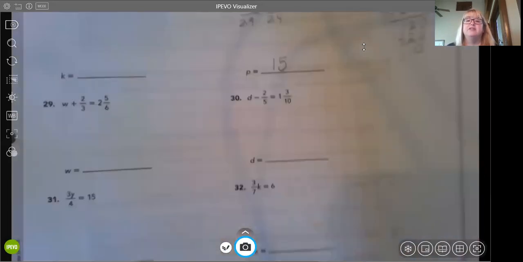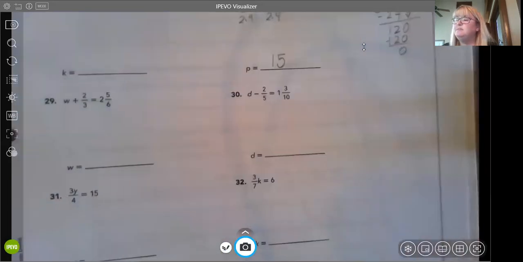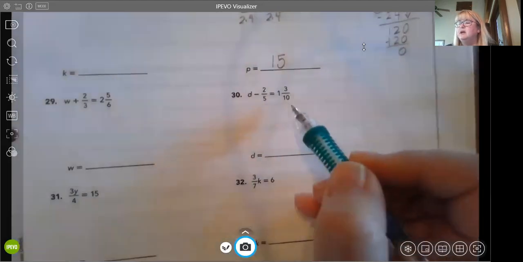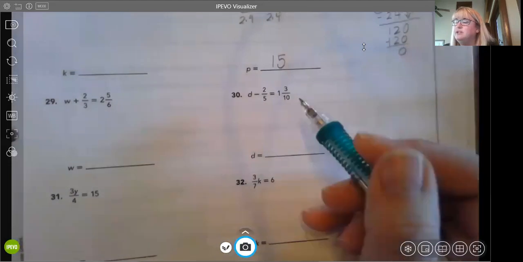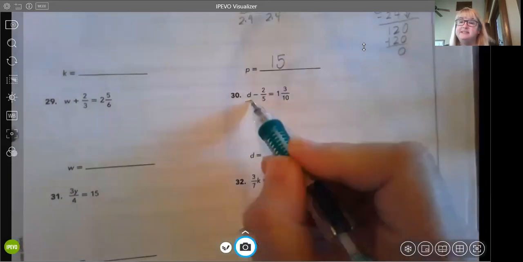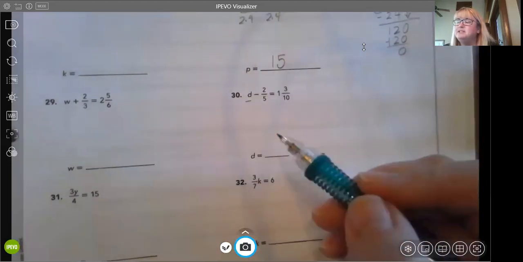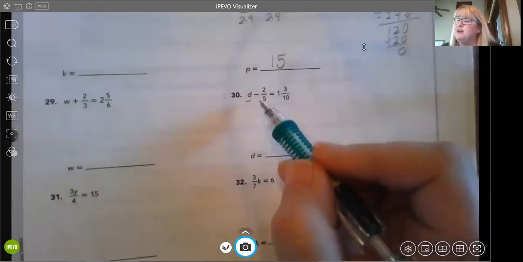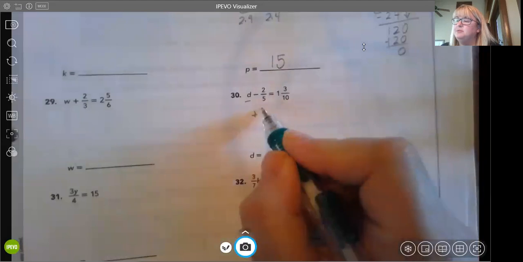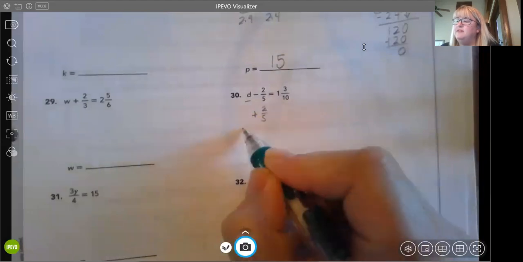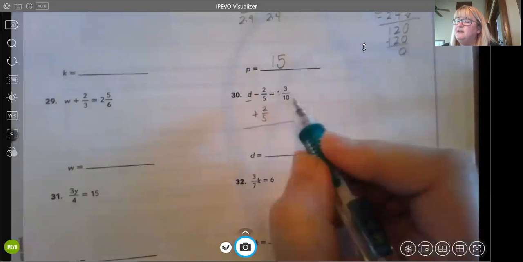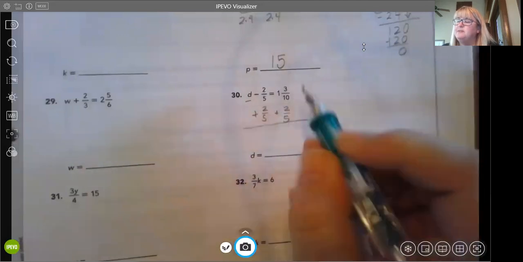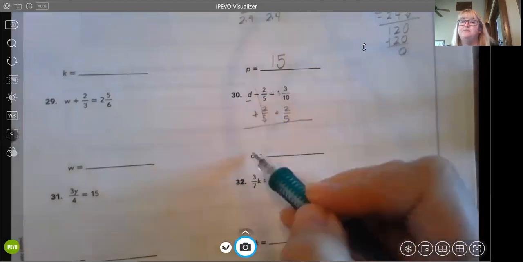All right, let's look at 30. D minus 2.5 equals 1 3/10. All right, so what we are going to do is try to get D by itself. There's a minus 2.5 hanging out, so we need to do the opposite of minus 2.5. Well, that is plus 2.5. And if I add 2.5 on the left, I have to add 2.5 on the right. This makes a 0 pair, and that leaves D by itself.